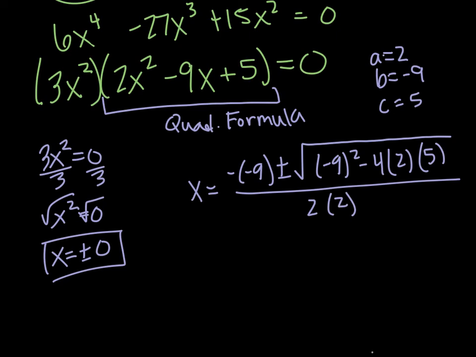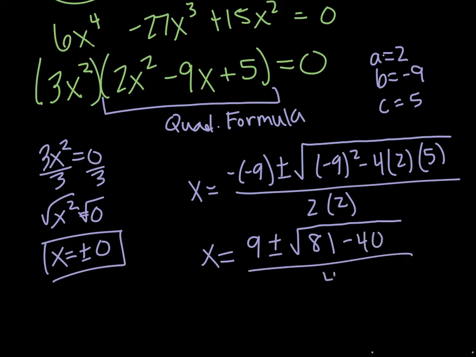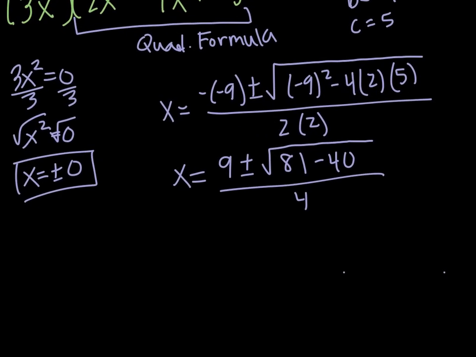So we get 9 plus or minus the square root of 81 minus 40 over 4. And I'm just taking it one step at a time here. So then 81 minus 40 is going to give us 41 over 4. Okay, you guys can try all you want to break down this 41, but you can't.